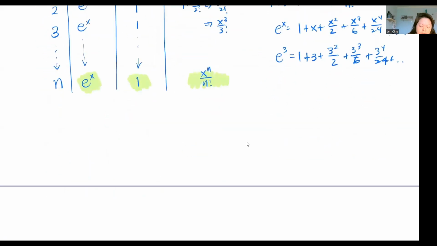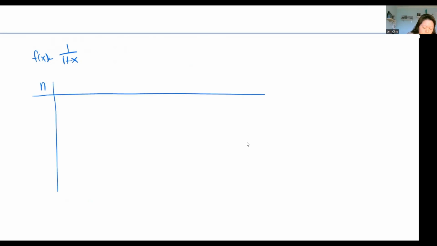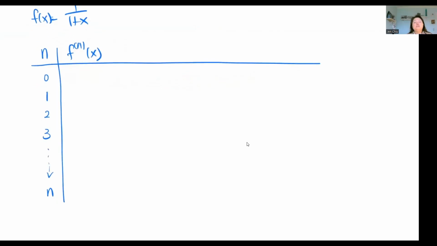All right, try the next one. We have f of x equals 1 over 1 plus x. So same setup. We start with n, make my chart, 0, 1, 2, 3, and then eventually generalize. Okay, so f to the nth degree of x. Because I am taking the derivative of the function, rewriting it as 1 plus x to the negative 1 may be more helpful than leaving it in its original form of 1 over 1 plus x. But it's kind of your choice. So I'm going to write both.